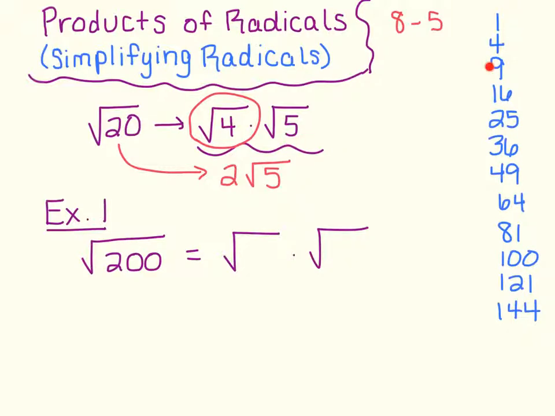Okay, so looking down this list, I know, for example, 4 goes into 200, 25 goes into 200. But again, I want to go as large as I possibly can, and so I'm zoning in here on this 100. So I can write the square root of 200 as the square root of 100 times the square root of 2. Okay, and then square root of 100 is 10, so this would be 10 square root of 2. And this would be my simplified answer for square root of 200.